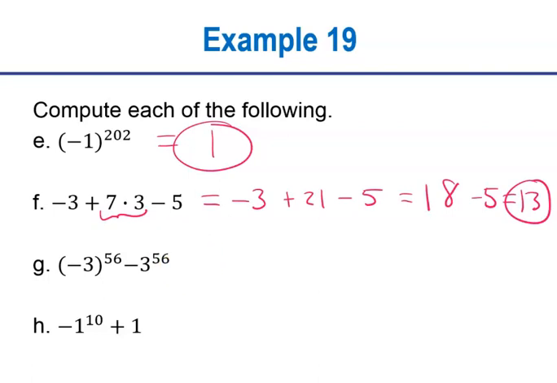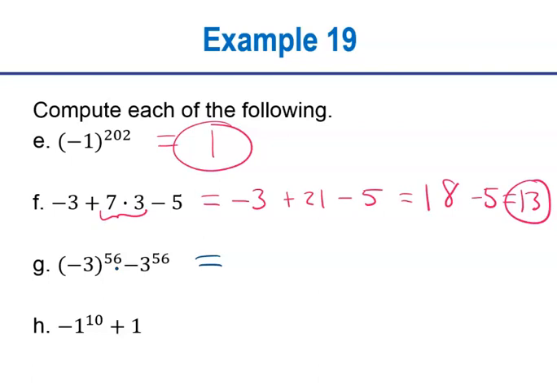Now the next problem is a little bit of a thinker, okay? We've got negative 3 to the 56th power minus 3 to the 56th power. Now, notice they're very similar. Do I really want to calculate negative 3 to the 56th power before I subtract? No. If I don't have to, I certainly don't want to because that's a huge number.